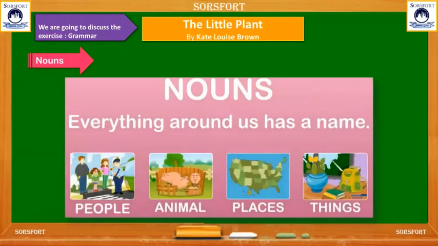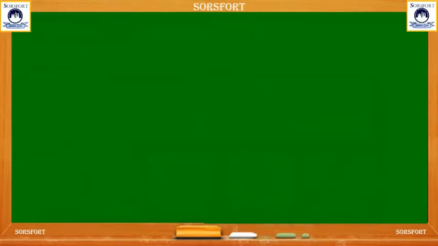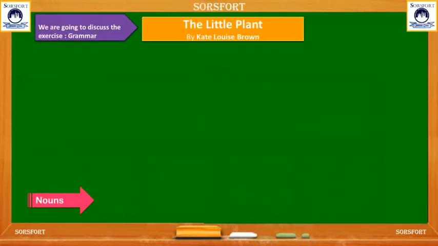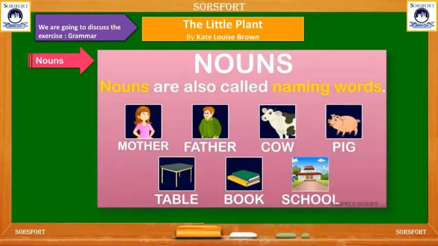Let's see nouns. Everything around us has a name. People, animals, places, things, they all have names. These are nouns. Nouns are also called naming words, as you know. Mother, father, cow, pig, table, book, school. These are naming words.